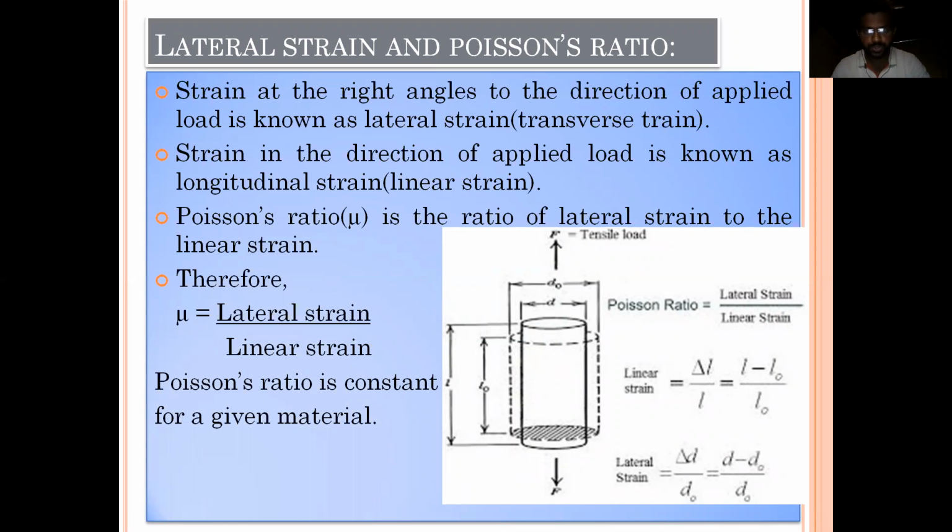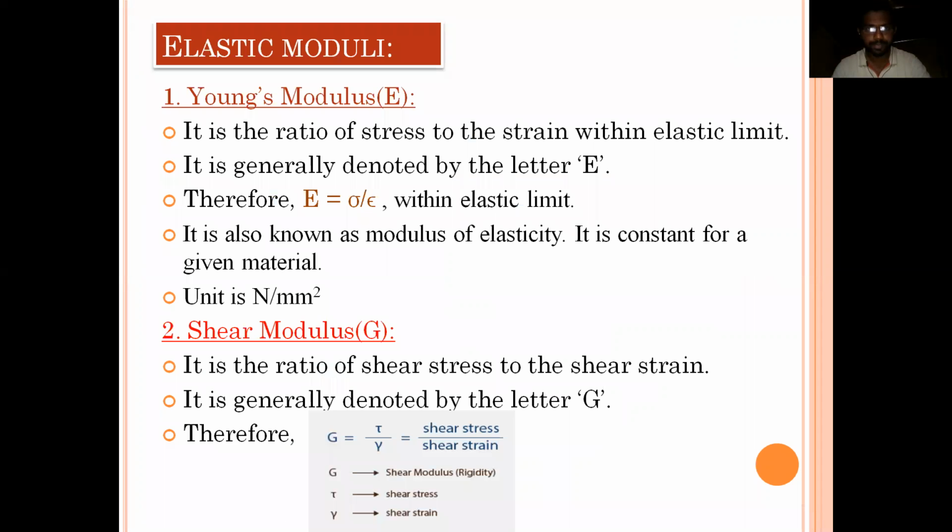This Poisson's ratio is denoted by the letter mu. Therefore mu is equal to lateral strain divided by linear strain. And Poisson's ratio is generally constant for a given material, and its value is 0.3 for mild steel. So let us move forward.